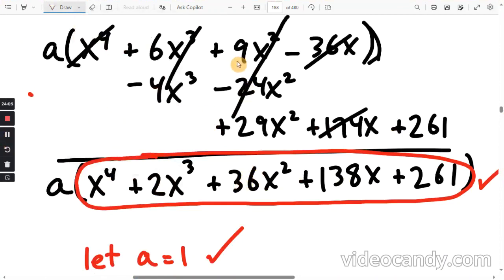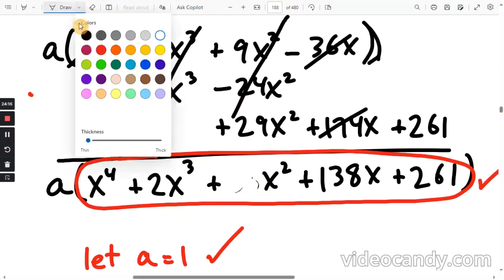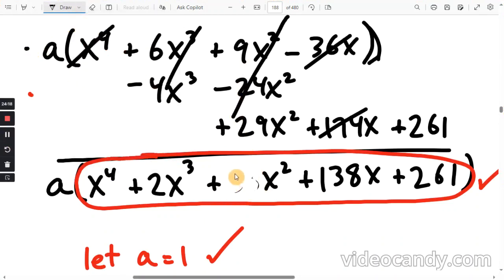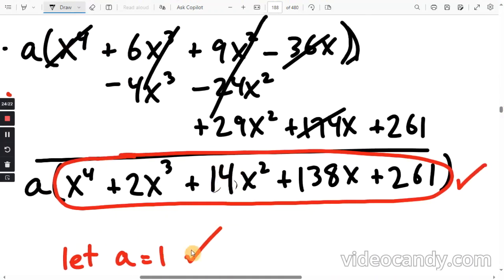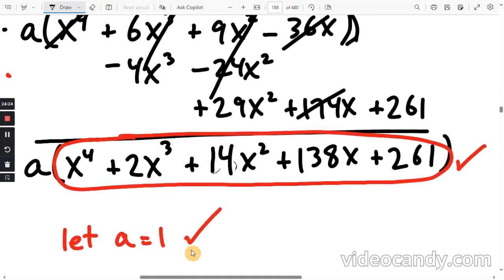I was trying to do 9 minus 24 plus 29. Okay, apparently it's not 36. So that is just going to be 14. That was the only mistake. 14 on the x squared. So that's it.